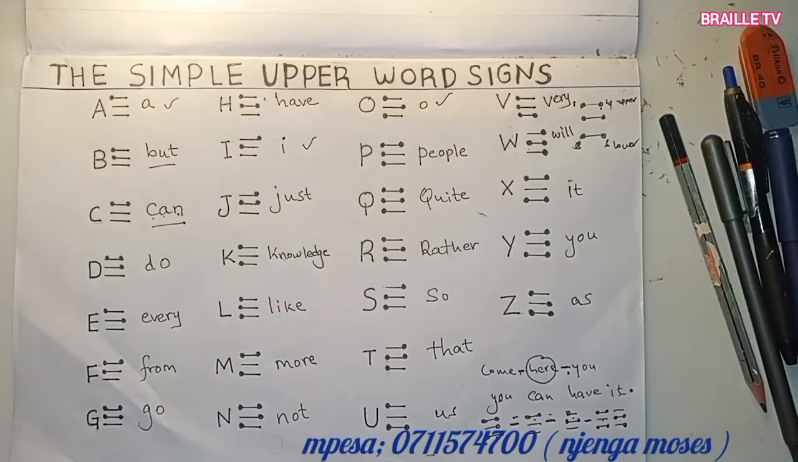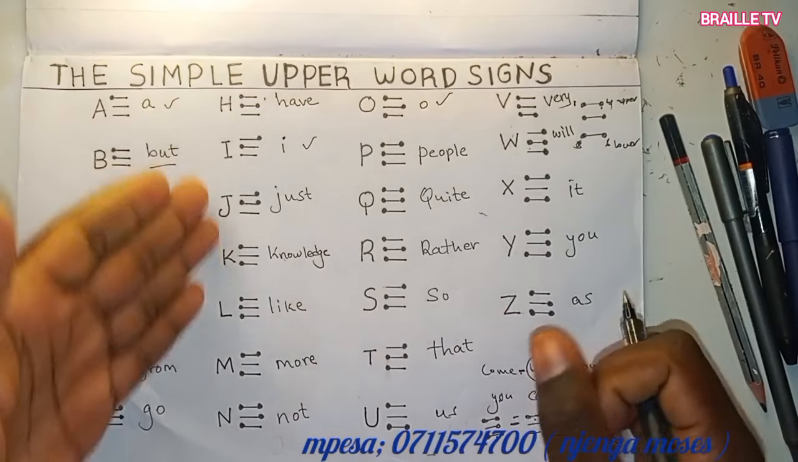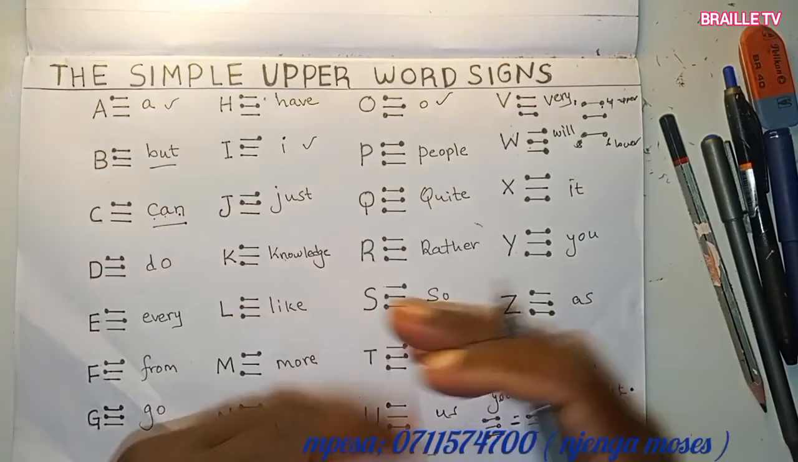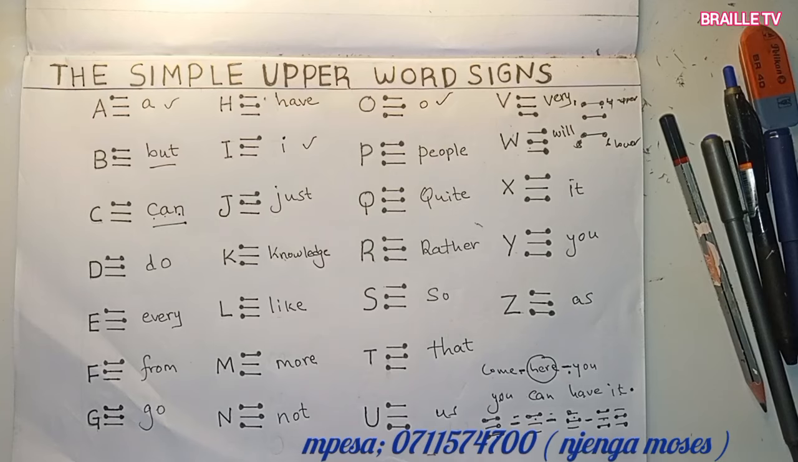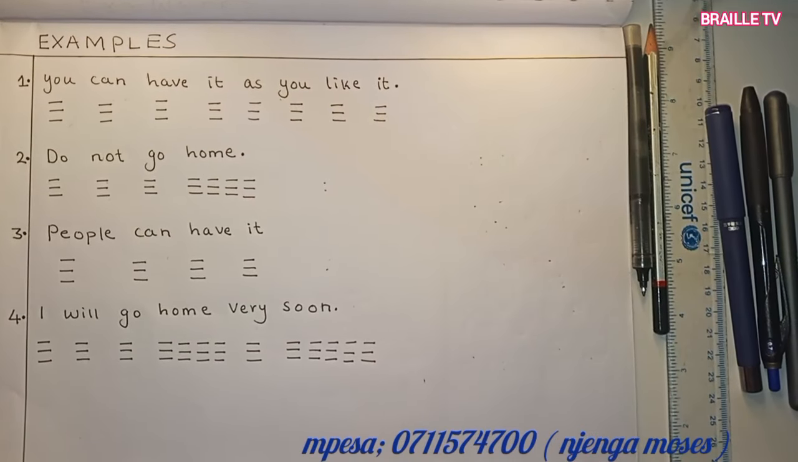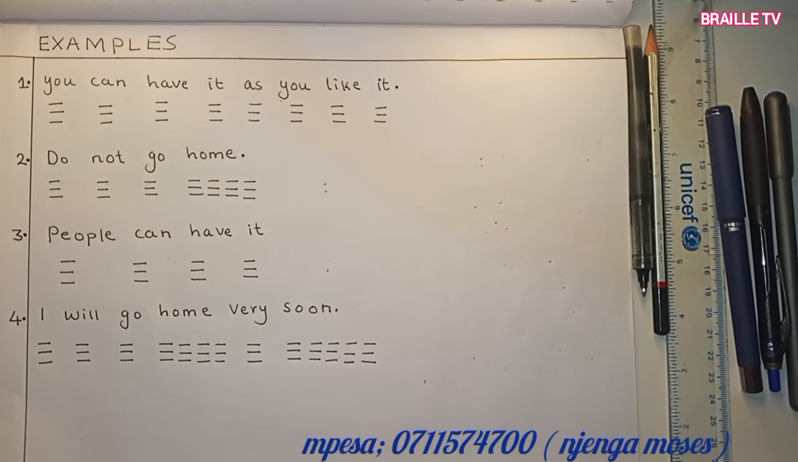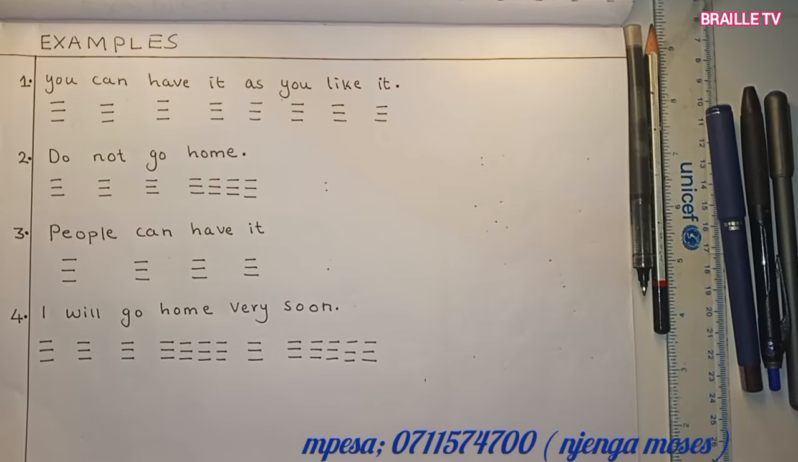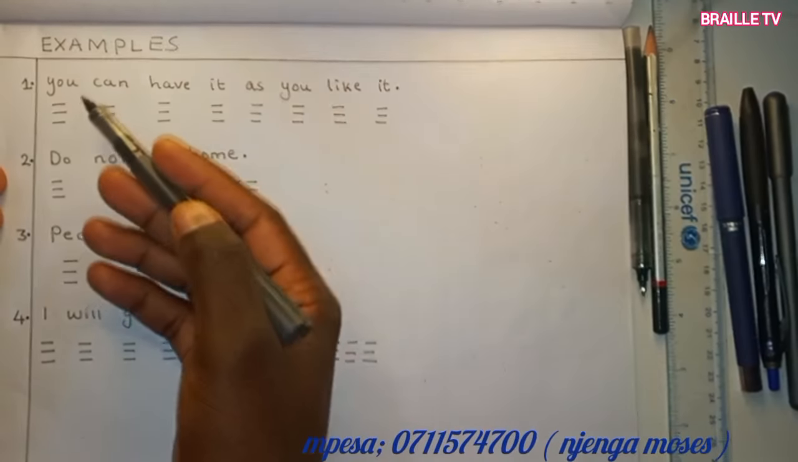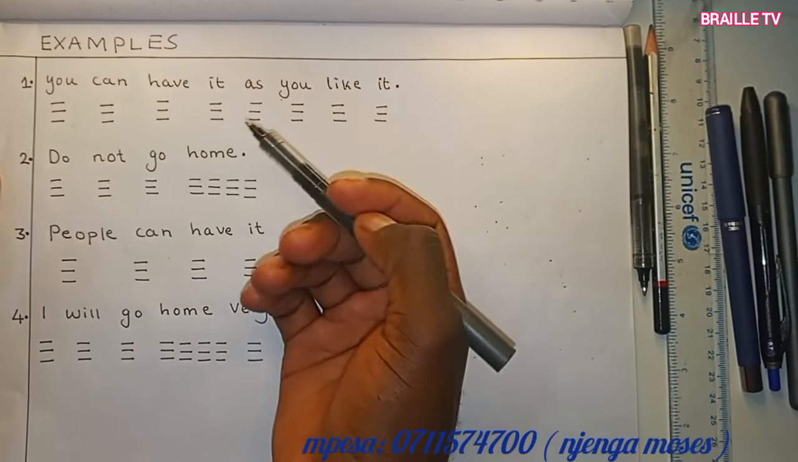Now, let me come up with some examples whereby we are going to write together and see how we apply these simple upper word signs when it comes to sentences. Okay, now here are the examples. Let us do these examples together and see what we are supposed to do when these simple upper word signs happen to be in a sentence.